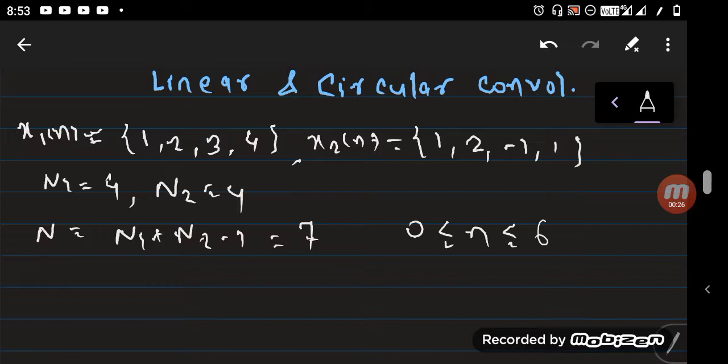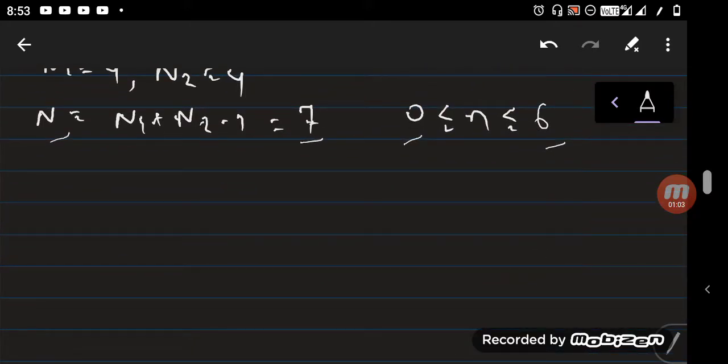You can take different lengths, suppose 3 and 4. The method will be the same. The number of samples in the output will be equal to n1 plus n2 minus 1. Output means the convolution of both sequences, which is 7. Now we are talking only about linear convolution. The lower limit of the convolution will be the sum of the lower limits of the two sequences, which is 0 plus 0 is 0, and the upper limit will be 3 plus 3, which is 6, the sum of the upper limits.